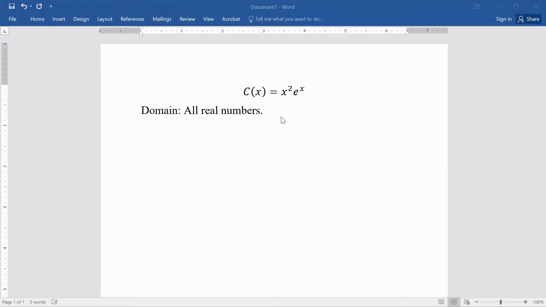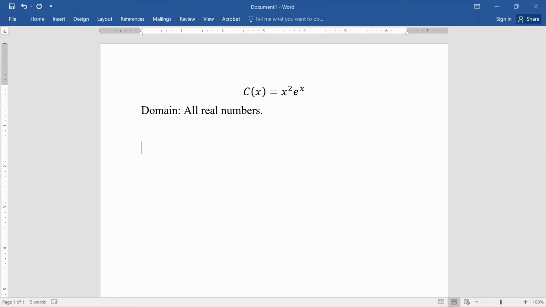It should be clear that the domain of this function is all real numbers. There's no way I can divide by 0, and there's nothing that I cannot put inside the exponent of e. I can put negative numbers, positive numbers, 0 into this exponent and just be fine. And any real number I can square. So the domain is all real numbers.